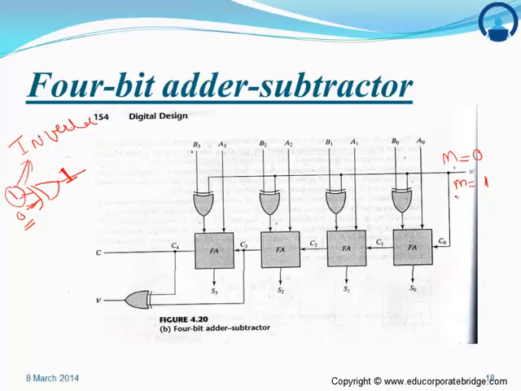So we need a minimum of 9 NAND gates to implement a full adder and full subtractor, and we need 2 half adders to make 1 full adder, and we need 2 half subtractors to make 1 full subtractor.